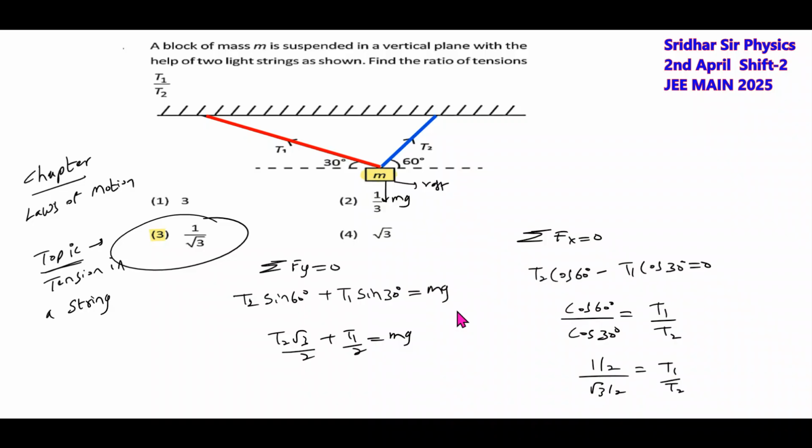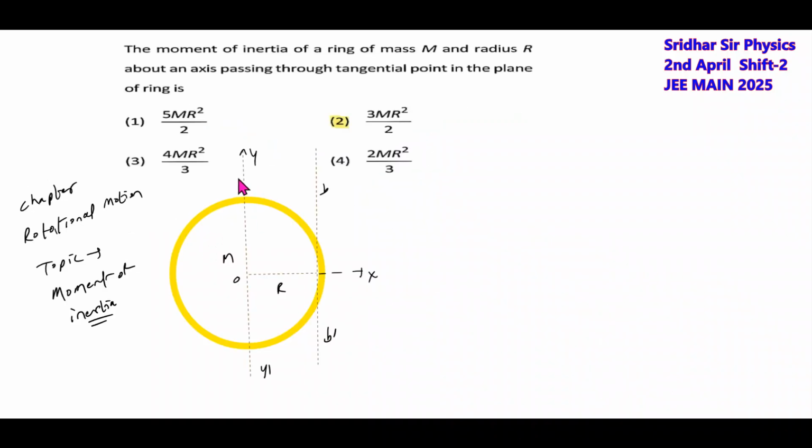So we'll move to the next question. Okay, this question belongs to the chapter rotational motion. The topic name is moment of inertia. So I have a circular ring of mass m and radius r, where O is the origin, lying at the center of the ring. The moment of inertia of the ring of mass m and radius r about an axis passing through a tangential point in the plane of the ring.